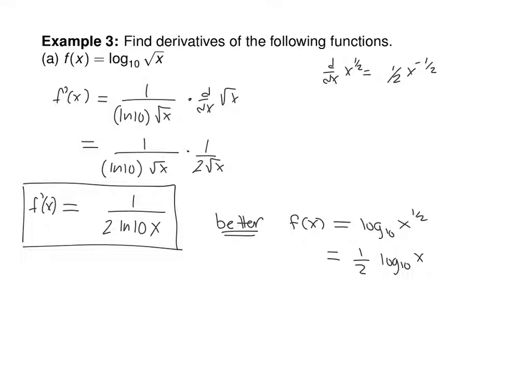Now, is taking the derivative going to involve the chain rule? It won't, will it? So f prime of x will be 1/2 times 1 over ln 10 times x. And is that the same answer that we had before? Do these match? They do, because you can just multiply across and just say, okay, well, I have 1 over 2 ln 10 times x.